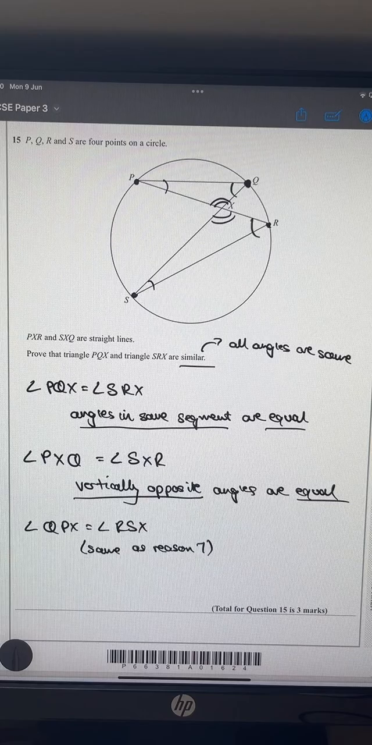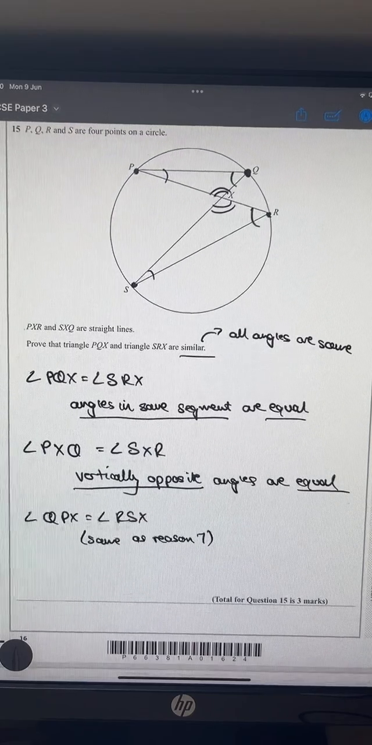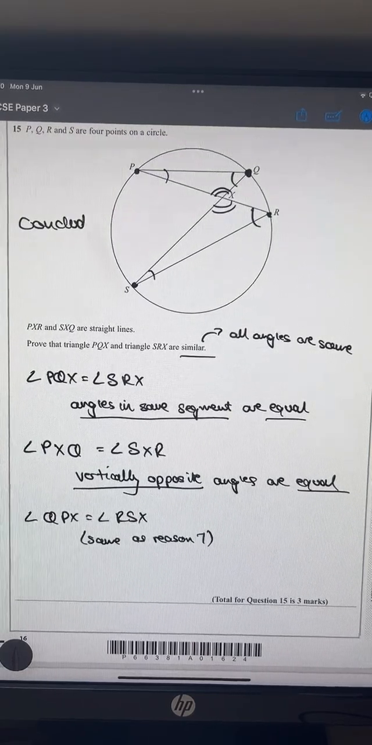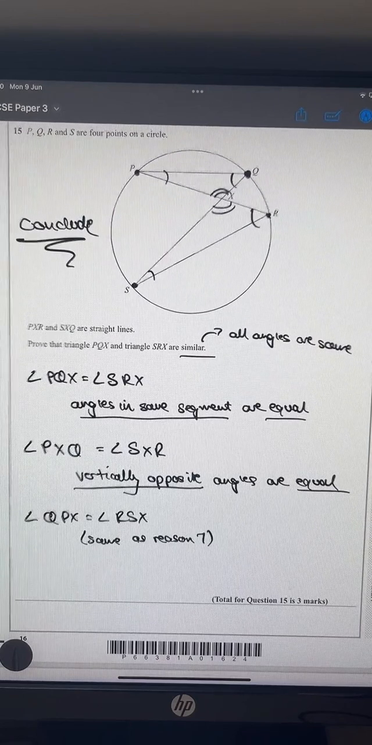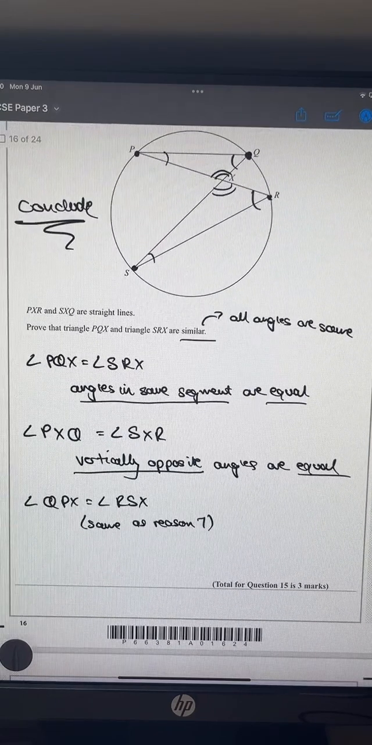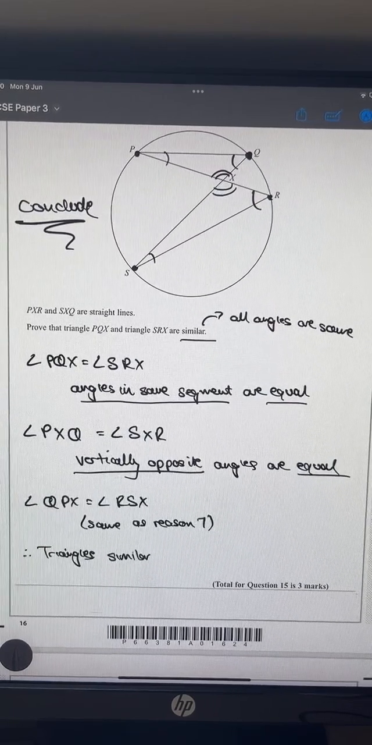I need to therefore state my conclusion. In a proof, always state the conclusion. This is something that sometimes people tend to forget. Even if they do all the work correctly, they'll forget the conclusion and won't get the last mark. The last mark will be the conclusion. So, therefore, the triangles are similar. That's all you need to say, but I always waffle in my exams and I write a lot.